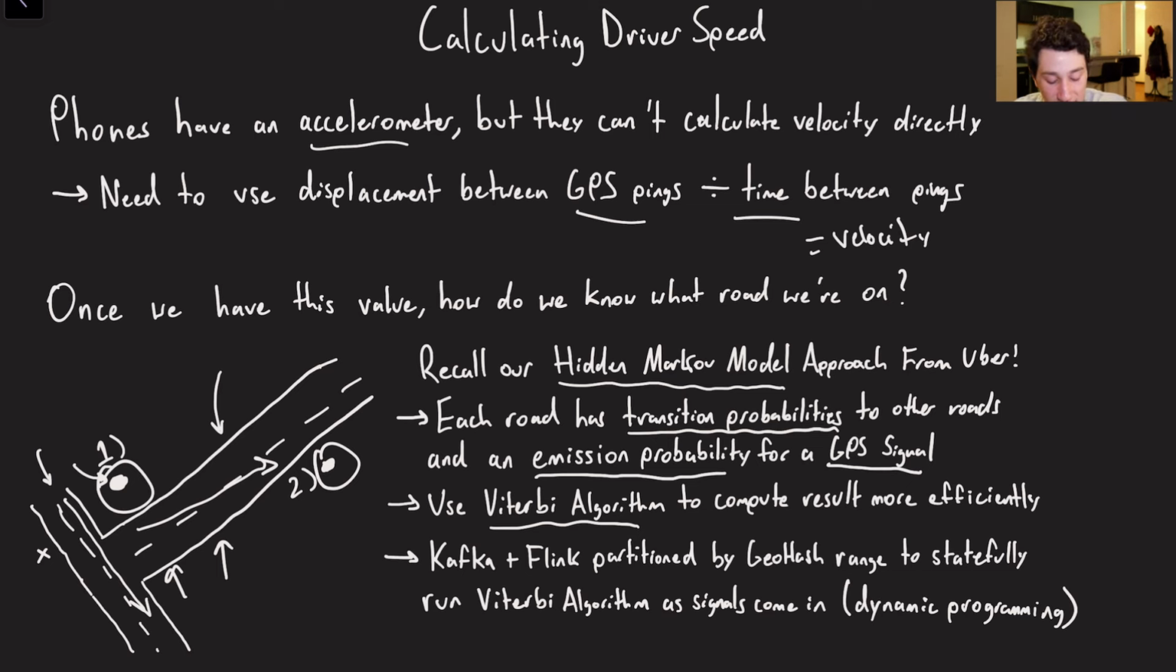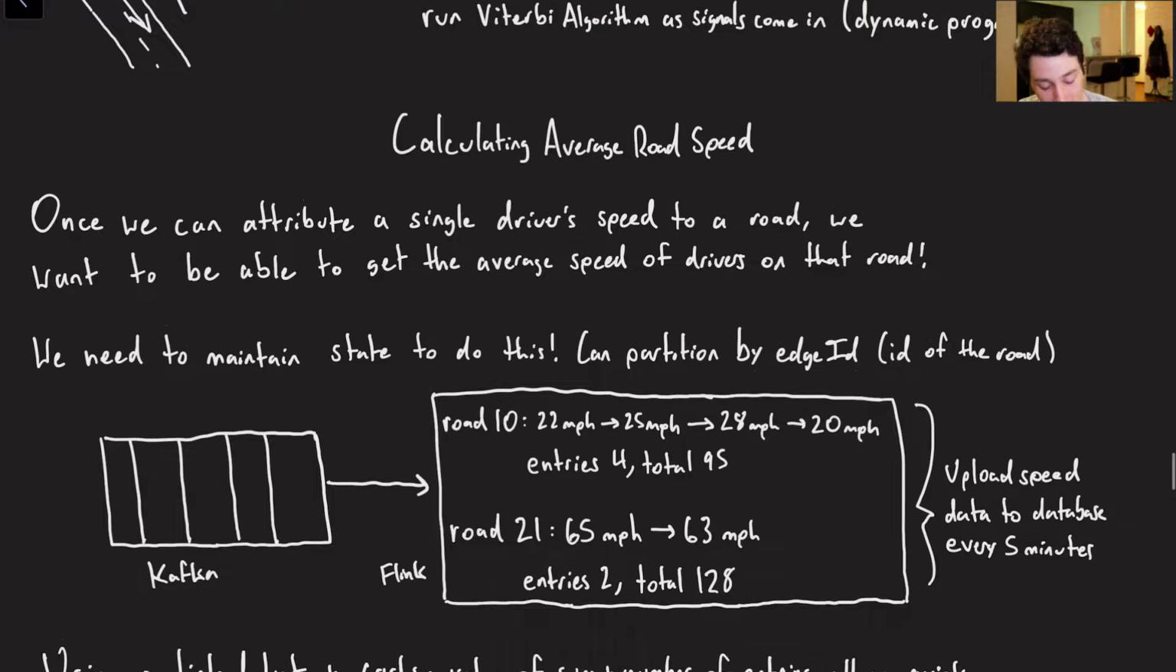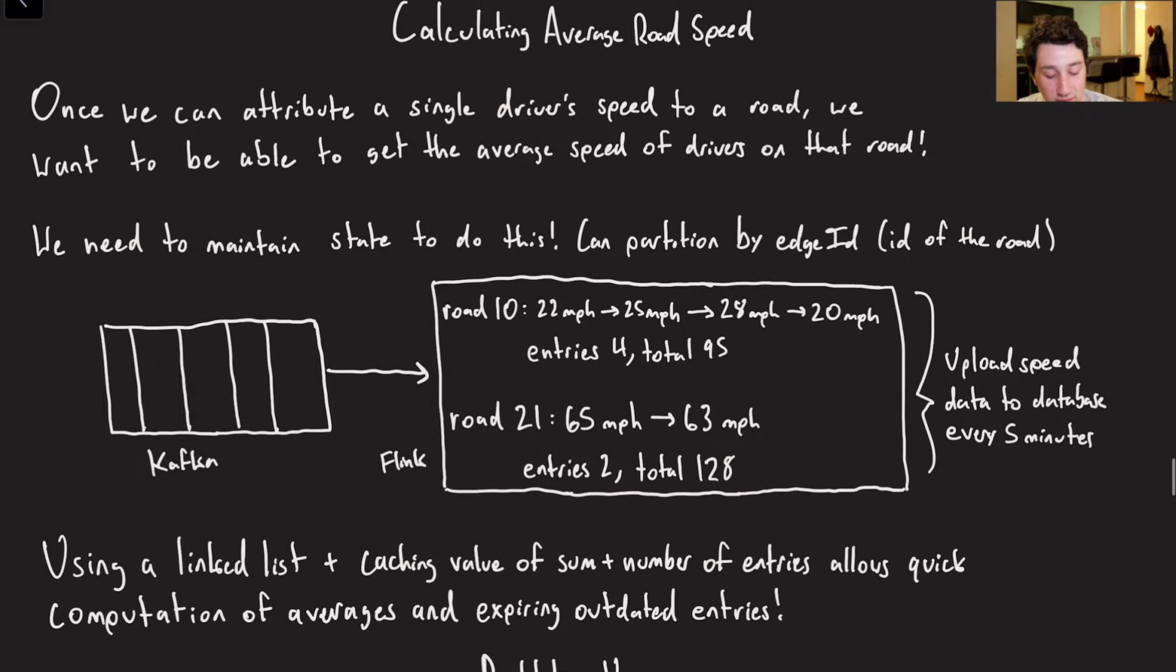At least the way that I proposed doing that was using Kafka and Flink, and partitioning Flink by geohash range so that when we get two GPS signals that are near one another, they go to the same Flink node. Again, not something I want to go too much into. You can watch the whole video on it, but that's the general overview.